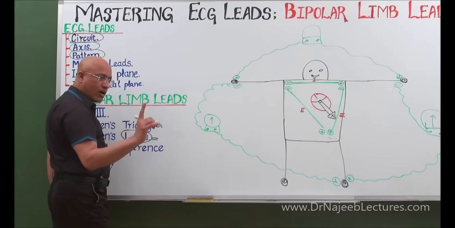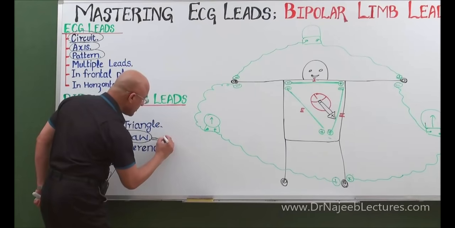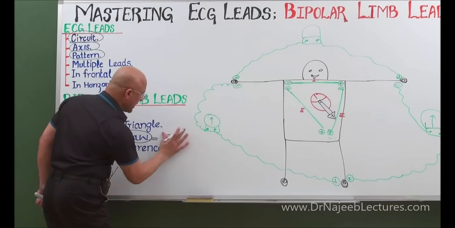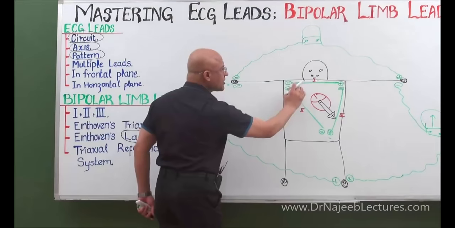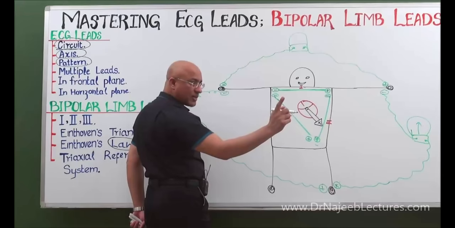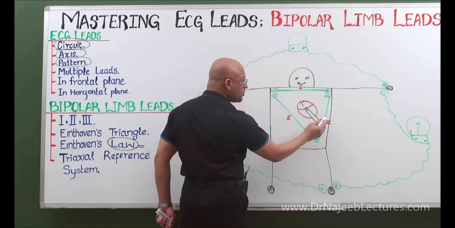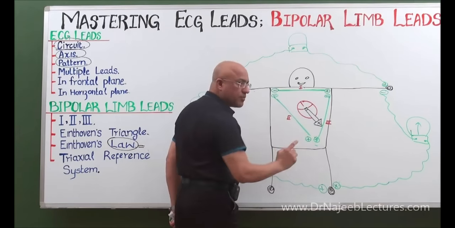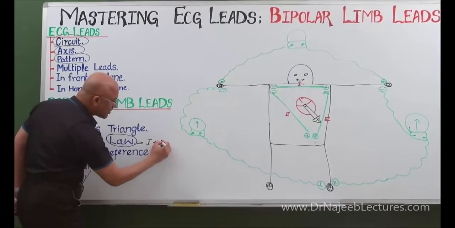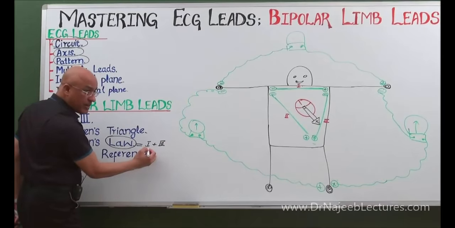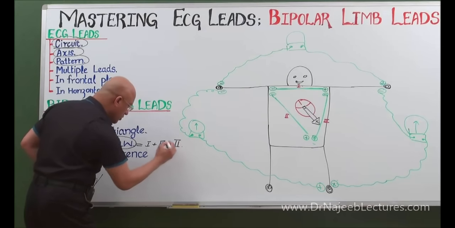According to Einthoven's law, the potential of lead number 2 is equal to, okay, I will repeat it in a different way. According to Einthoven's law, whatever electrical potential or voltage is recorded by lead number 1 and lead number 3, if you put them together, that should become equal to lead number 2. It means Einthoven's law is: potential of lead number 1 plus potential of lead number 3 is equal to the potential of lead number 2.